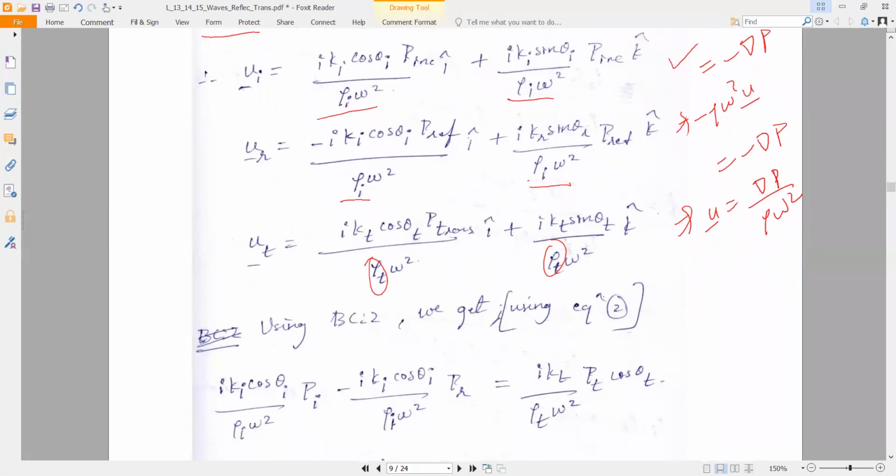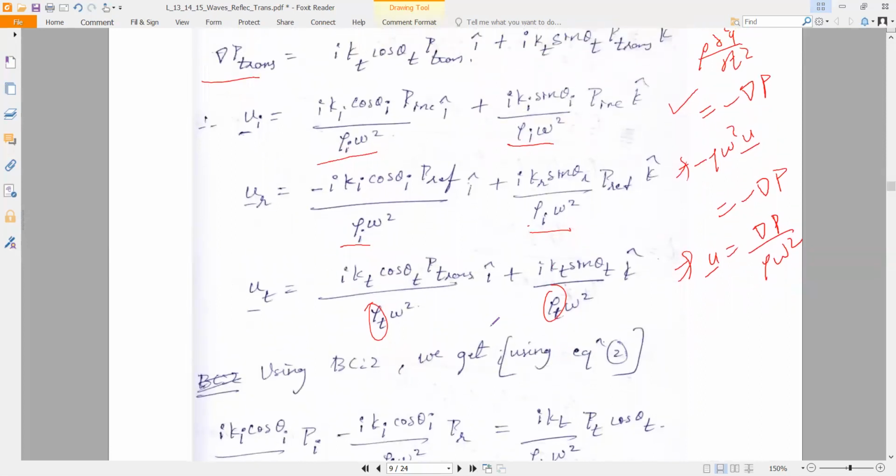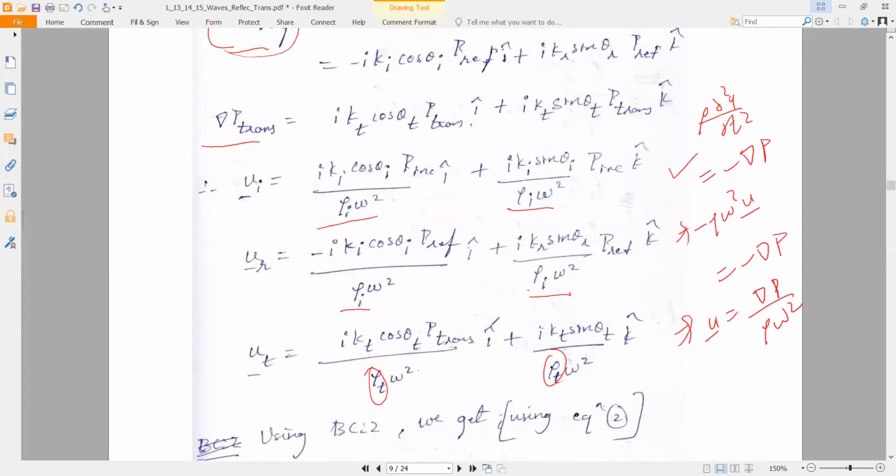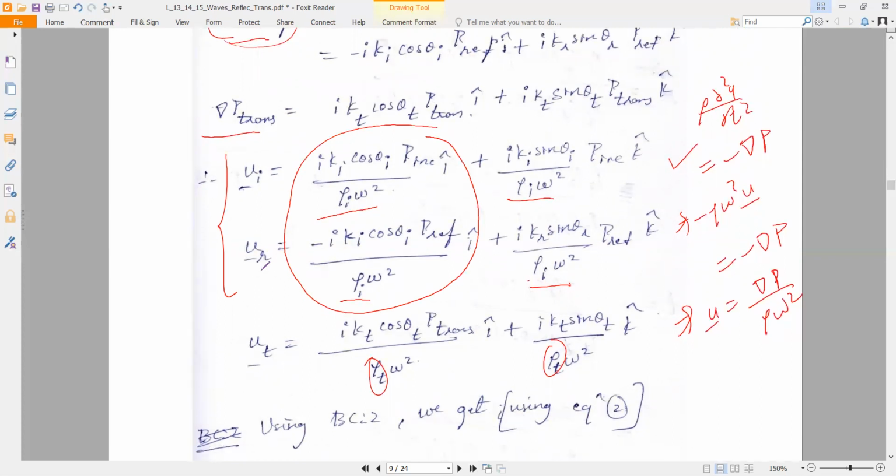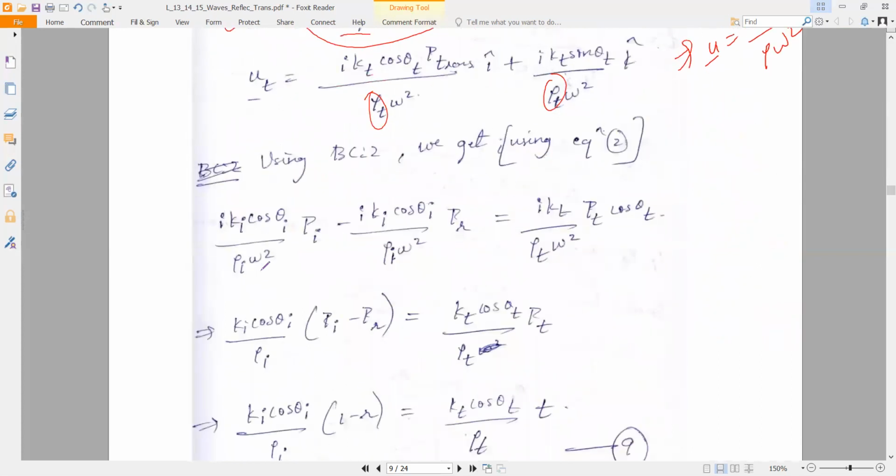So using the second boundary condition, velocity is normal to the interface. The interface is along the z direction. Normal to it is x. So I need to equate the velocities in the x direction in both the mediums. In the first medium, adding these two terms, vector u_i plus vector u_r in the x direction is this expression, which is the normal direction, right? The normal is x direction.